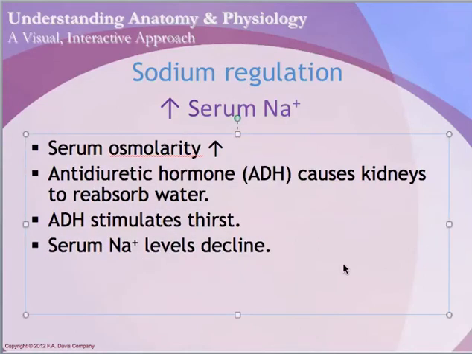All right, guys, so there was actually an error on that slide. So the second bullet point I want you to just take right out of there. Doesn't play a role here. We're really just talking about ADH. Okay, so this is when we have too much sodium. We have increased osmolarity. Antidiuretic hormone causes the kidneys to reabsorb water. Antidiuretic also stimulates thirst. So we're going to take in more water, and thereby we're going to dilute that sodium level and bring it back down.